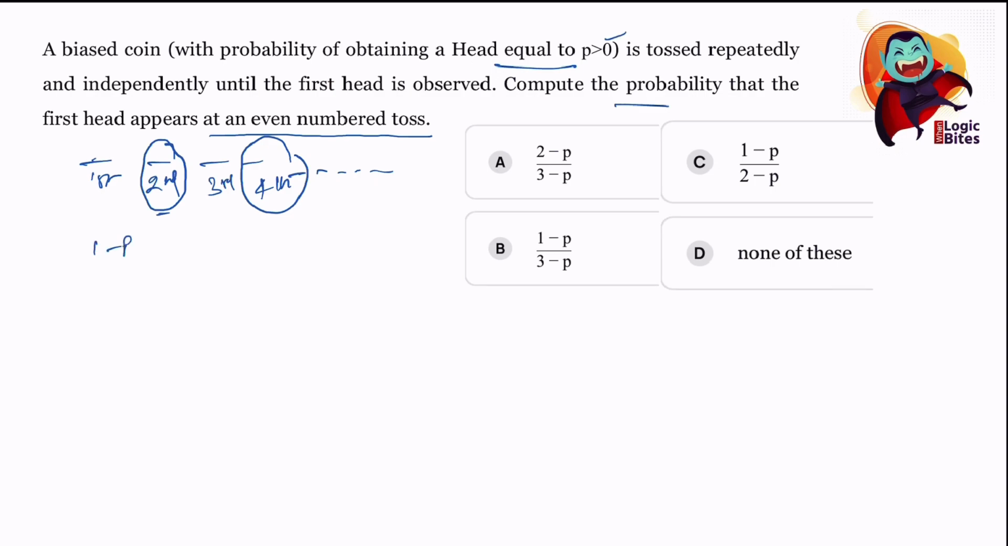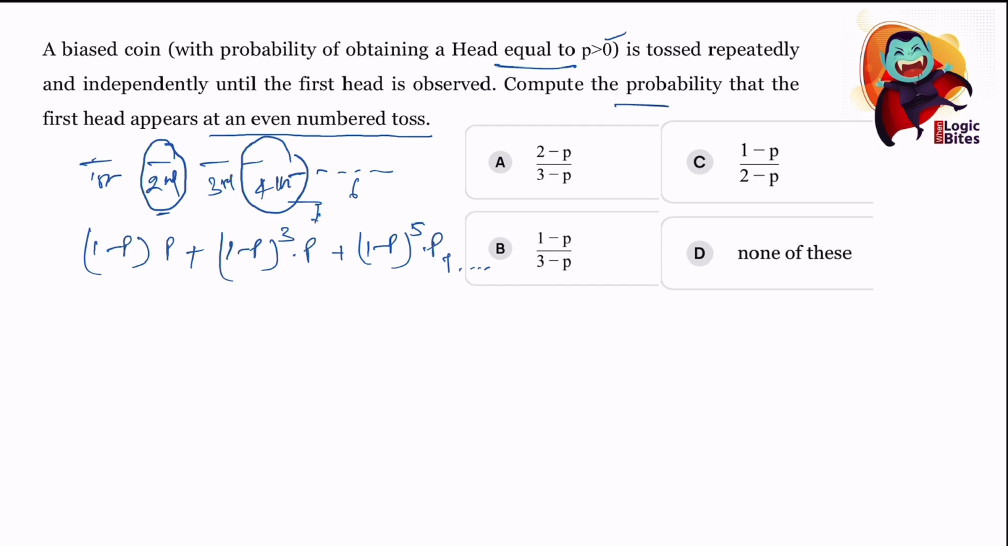So, it is 1 minus p multiplied by p, plus if we don't get head on the second time, we want our head to come on the fourth time. So, that means 3 times we are not getting head. So, 1 minus p to the power 3 multiplied by again p. Fourth time we have got the head. Similarly, if on sixth time also we are getting head, that means 5 times we are not getting head, and then sixth time, and similarly it will go on.